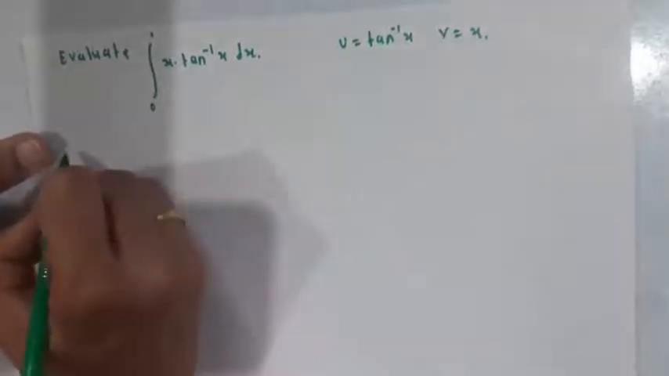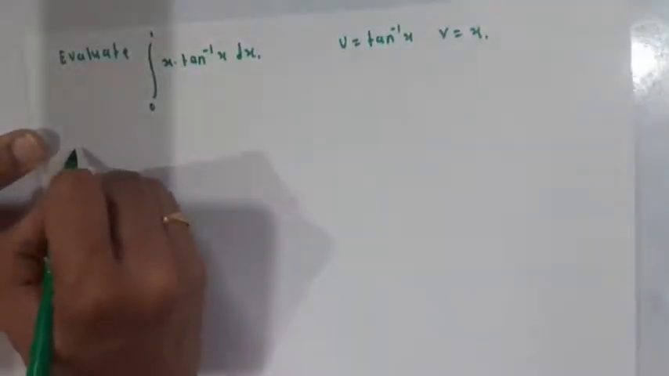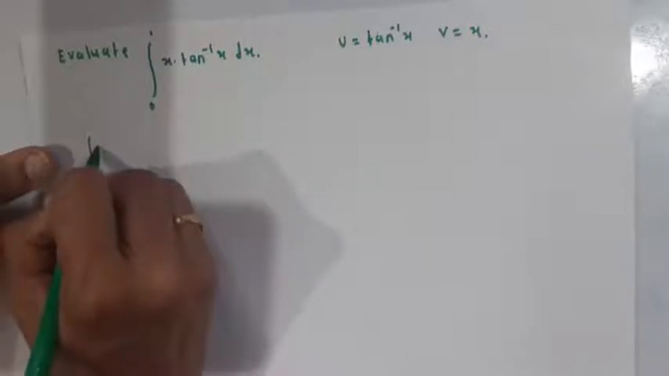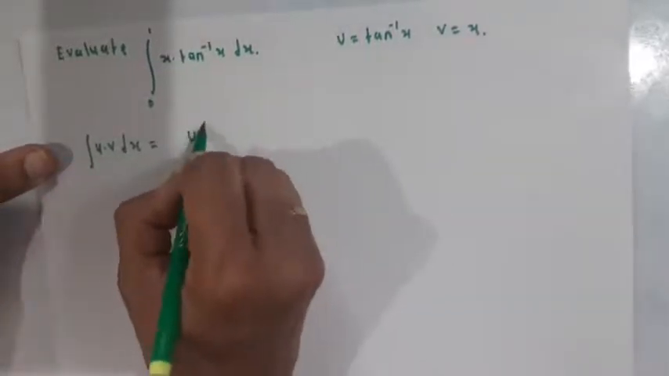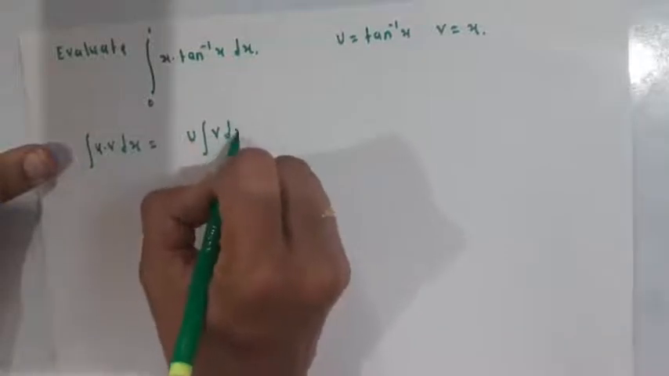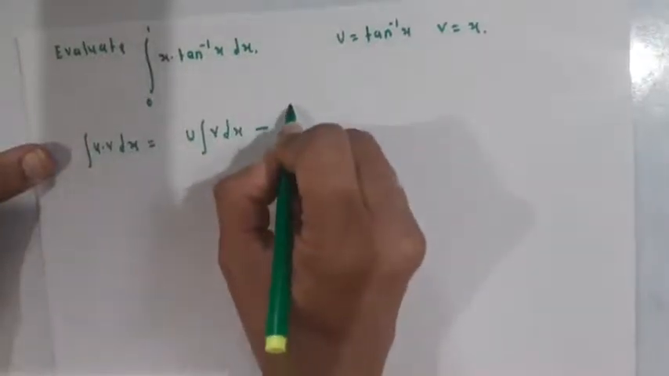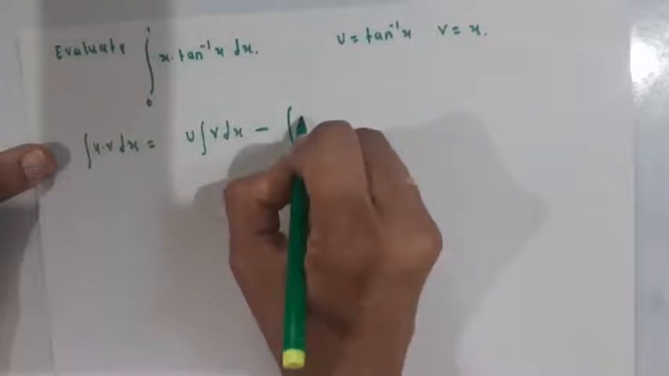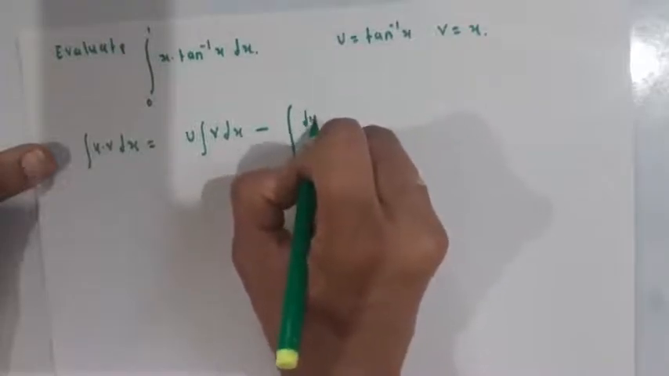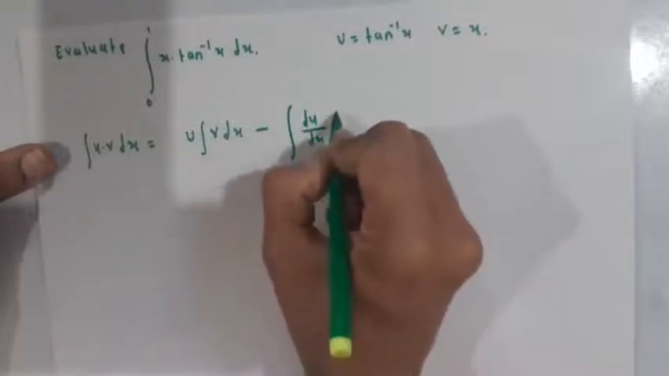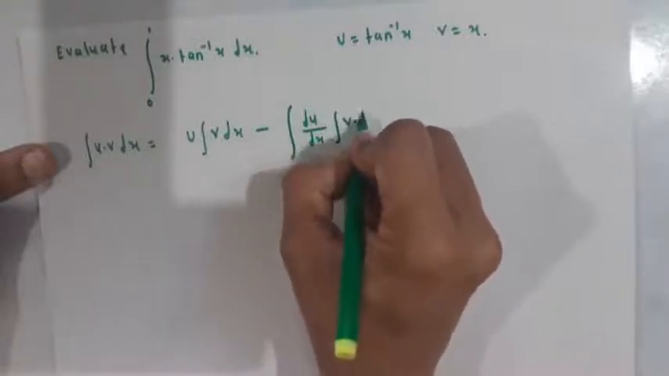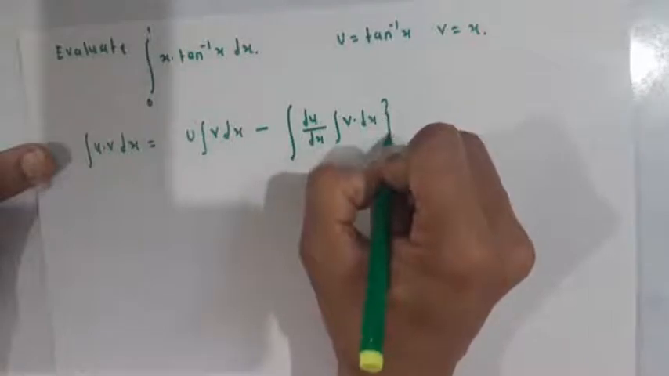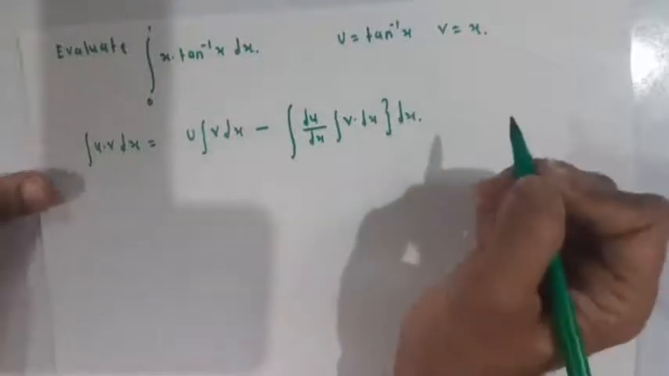Therefore, by the by parts theorem, the integration of u into v with respect to x equals u into the integration of v with respect to x, minus the integration of the differentiation of u with respect to x into the integration of v with respect to x, and the whole integration with respect to x.